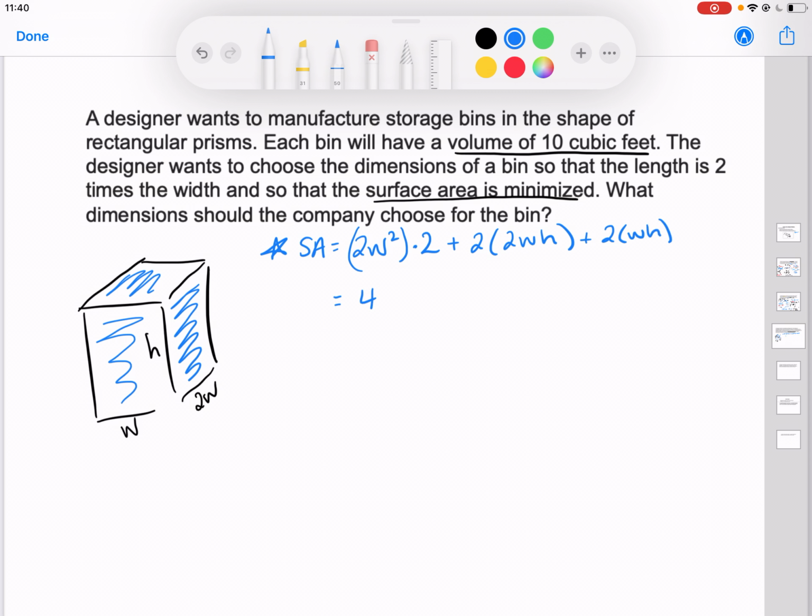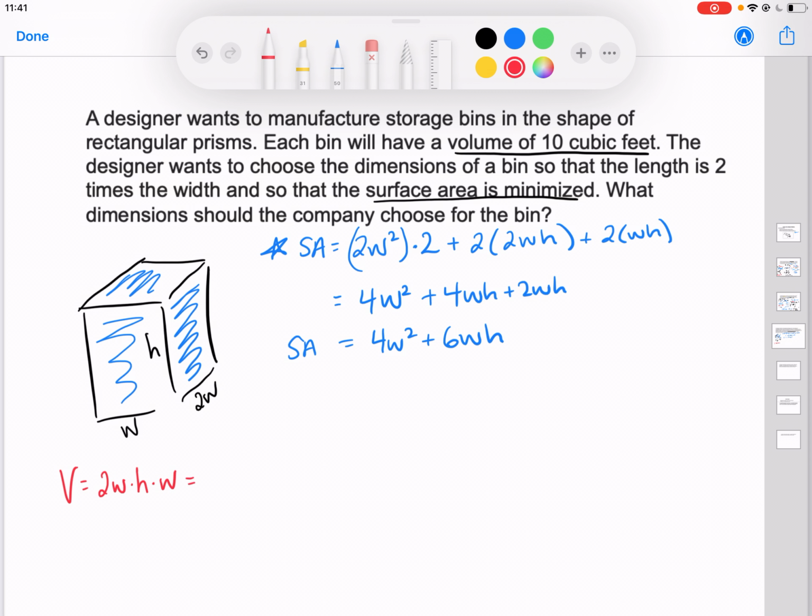So we've got 4w squared plus 4wh plus 2wh, which is 4w squared plus 6wh. Okay. So we've got surface area. We still have our problem where there are 2 variables on the right side because we've got h and w. So that's where volume is going to come into play. Our volume of this specific rectangular prism would be our length, which is 2w, times our height times our width.